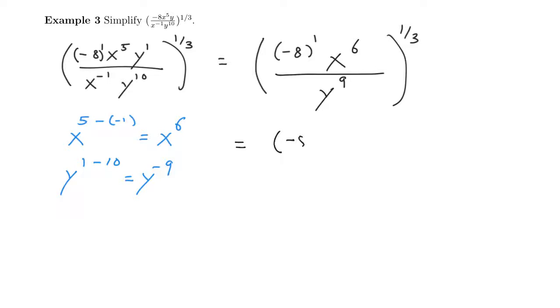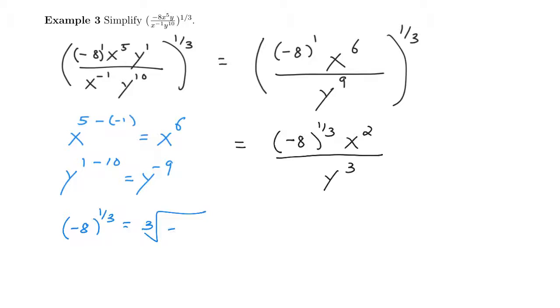I have negative 8 to the 1/3. I have x squared, and I have y cubed. So I guess the last thing to deal with here is, well, what is negative 8 to the 1/3 power? And as we've seen, this is what we call the cube root of negative 8. What number that when I cube it gives me negative 8 back? And the answer is negative 2. You can even check. Negative 2 cubed would be negative 8.